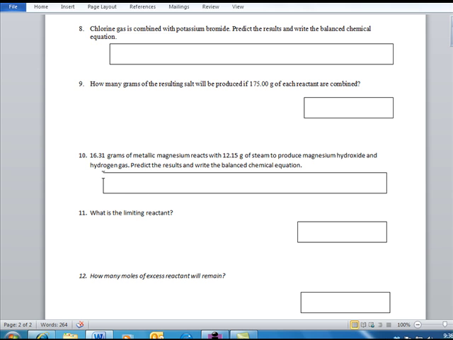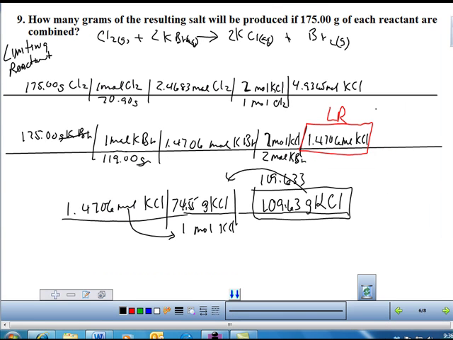Question number 10: look here, we got grams of reactant and grams of reactant, and you can bet that that's a limiting reactant question, right? The first thing says write the formula and balance the equation, and then we'll go to the limiting reactant part, okay? So let's see where we are here.